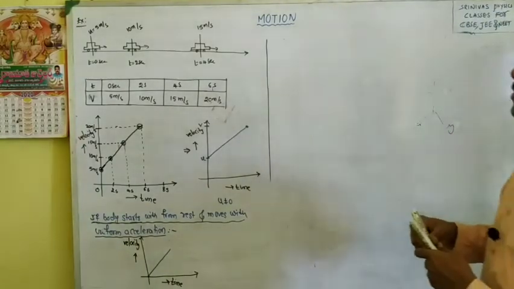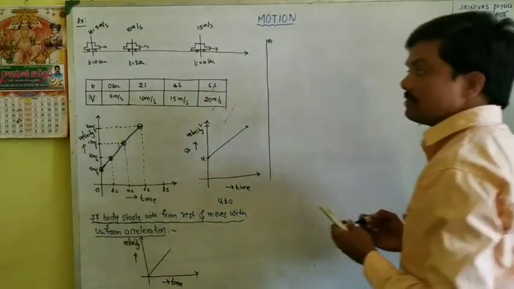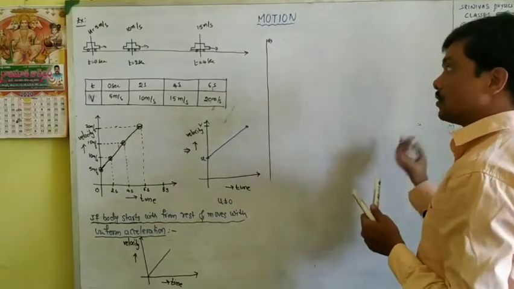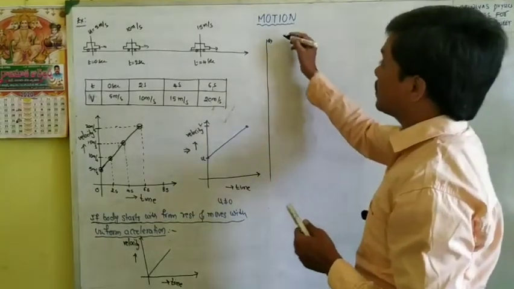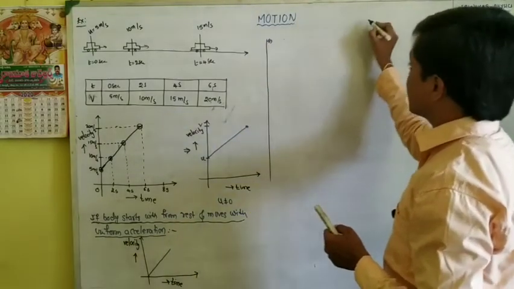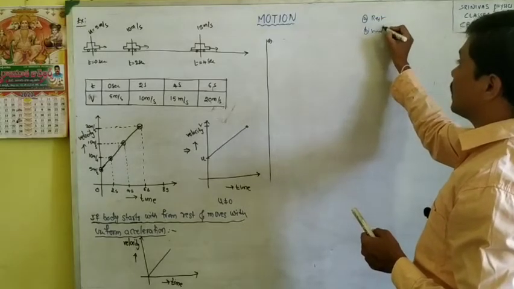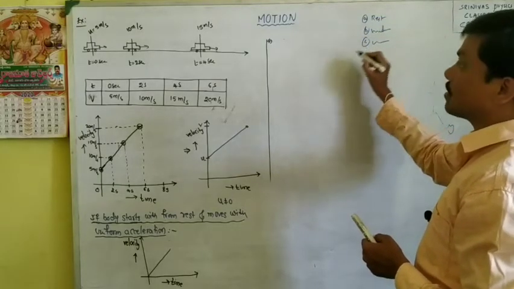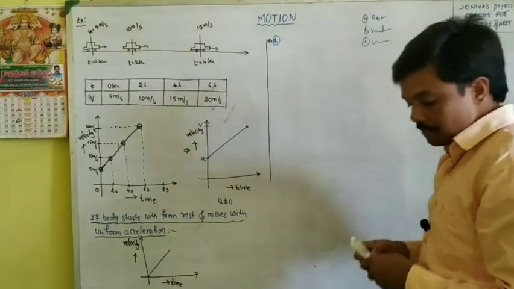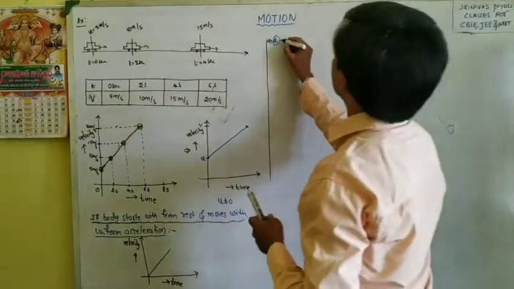Before that, let us see. First we went for rest. Next, uniform velocity. Next, uniform acceleration. Next, uniform retardation graph we will draw. First rest is completed, uniform velocity completed, and next uniform acceleration completed. Next point is uniform retardation. Let us see uniform retardation.